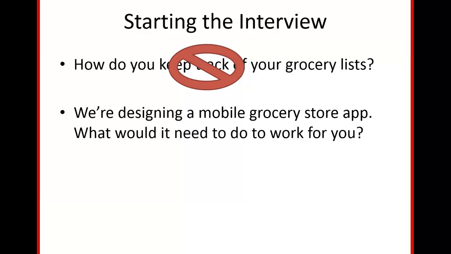How about, we're designing a mobile grocery store app. What would it need to do to work for you? Also not a good start. So it's fine to give them a context that you're working with a certain stakeholder or you're approaching a certain kind of problem, but this is asking the user to design the interface, to design the feature, to design the app or tool. They don't know what they need. You need to figure out and understand how they work, how they operate, what their behaviors are, and then you as a designer are going to figure out what it needs to do to work for them.